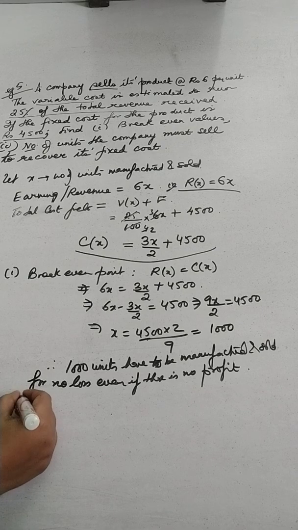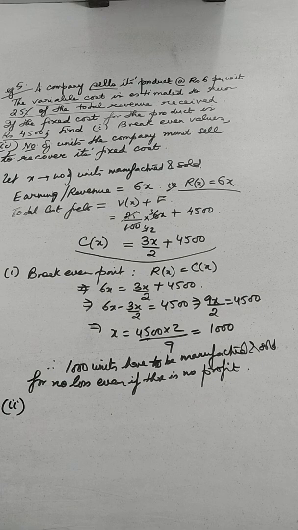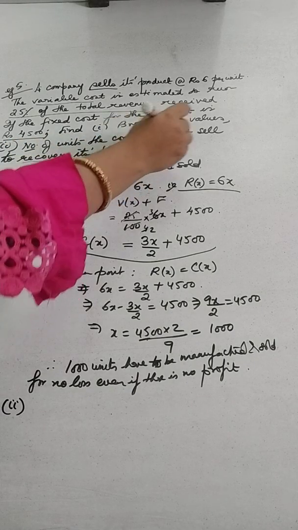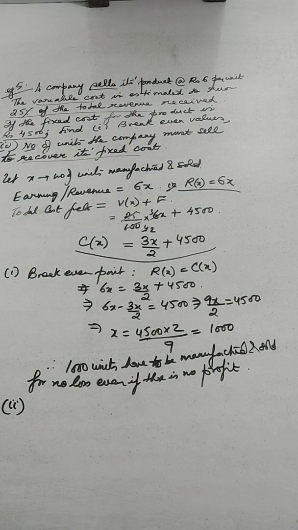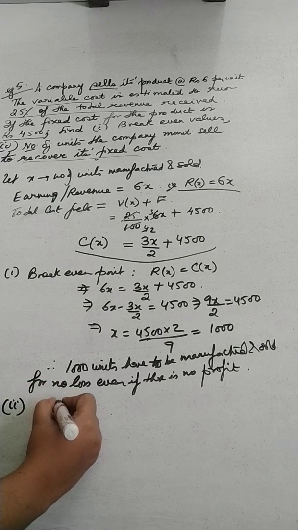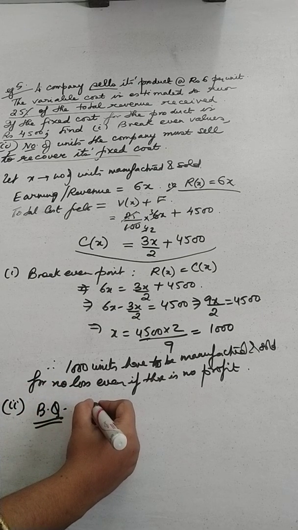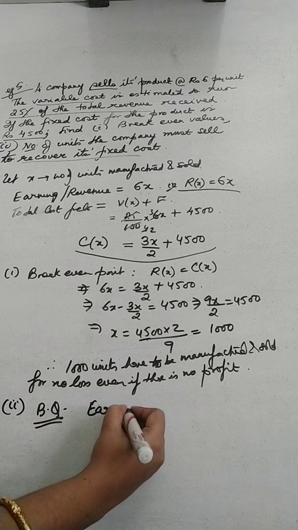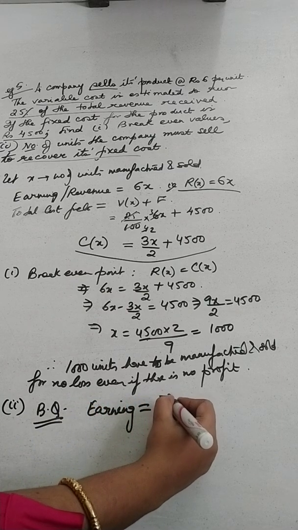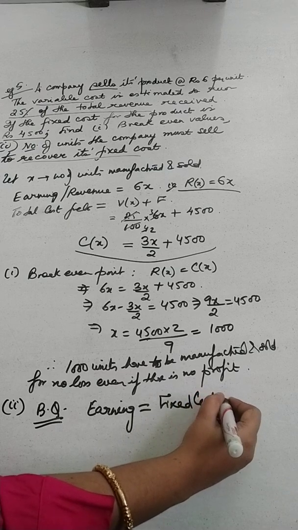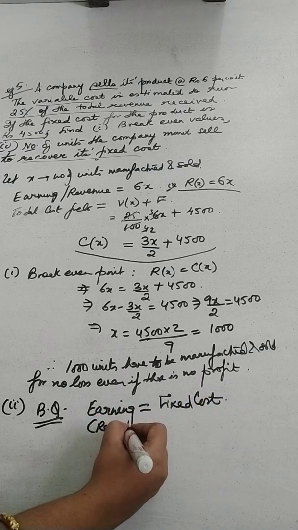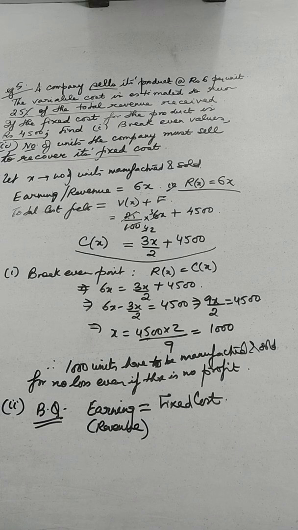Second subpart says number of units the company must sell to recover its fixed cost. That means to recover its fixed cost, what? By selling those units, at least the fixed cost should get back. The company should get back. Okay, so that means I will write by question. The earning that the company makes should be same as the fixed cost. Earning or revenue, it's the same thing.